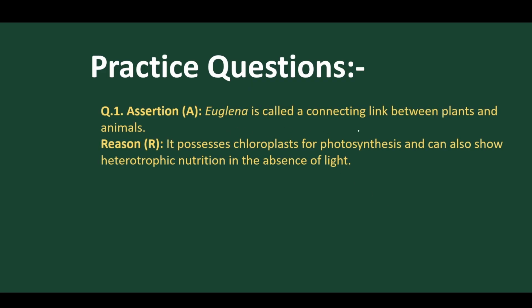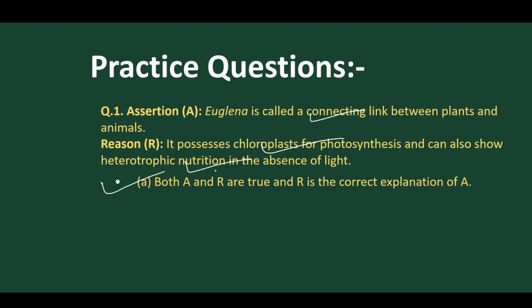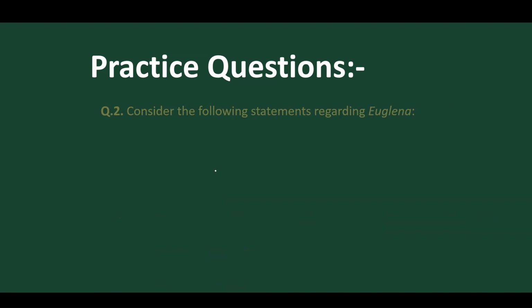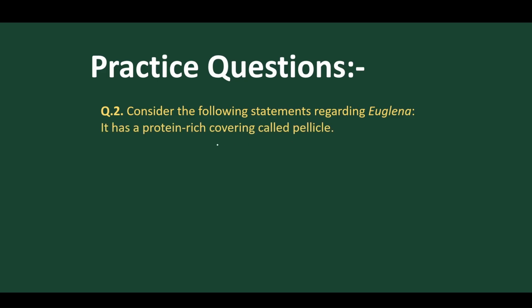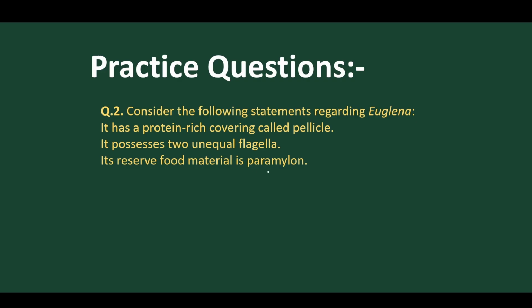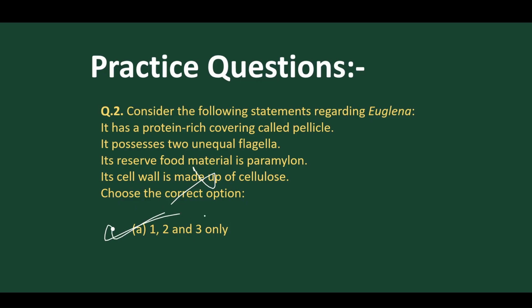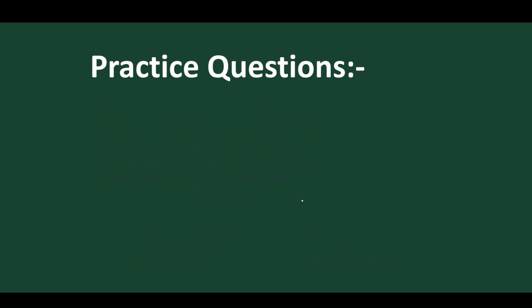First question: Euglena is called a connecting link between plants and animals. Yes, right, it possesses chloroplast and photosynthesis, and absence of cell wall. Both are right; this is the right answer and the right explanation. Now let's consider the following statements regarding Euglena. One, it has a protein-rich covering called pellicle. Yes. Two, it possesses two unequal flagella. Yes. Three, its reserve food material is paramylon. Yes. Four, the cell wall is made up of cellulose. They don't have a cell wall. Choose the correct option: 1, 2, and 3 are right, and the other is wrong. Got it clear?